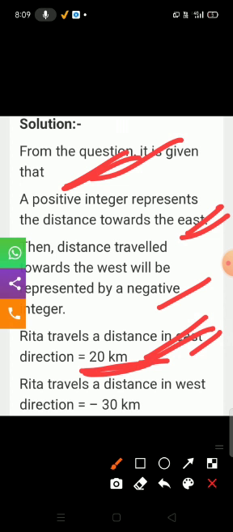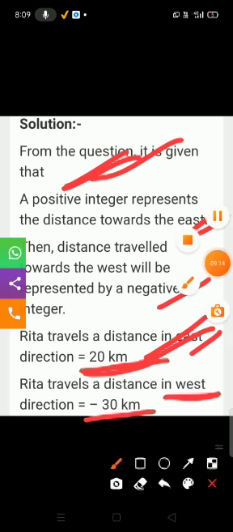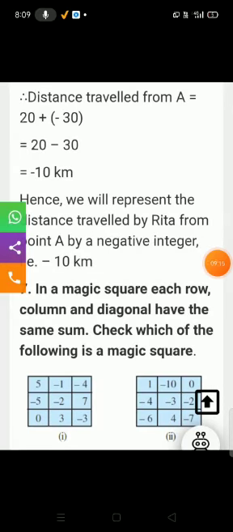Right, then Rita travels a distance in the west direction. West direction means we have to take a minus integer for the west direction. So 30 kilometers means minus 30. Okay, clear? And next, distance traveled from A.